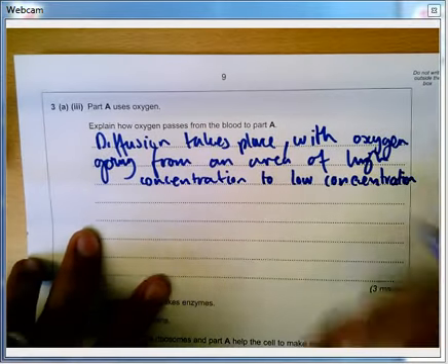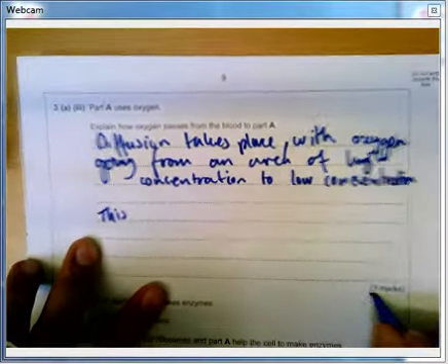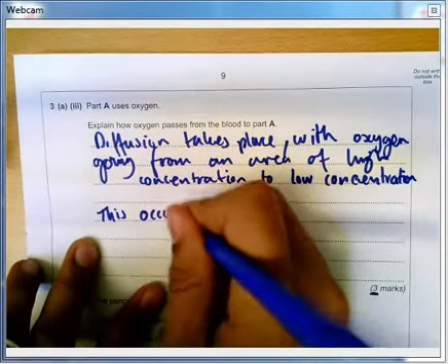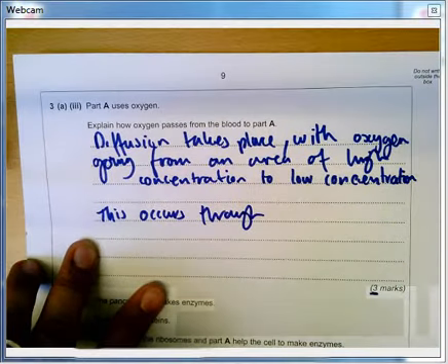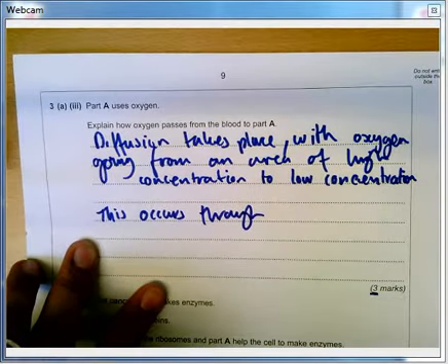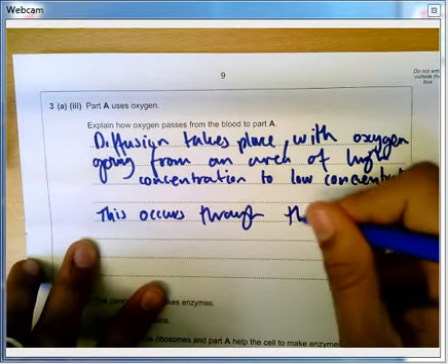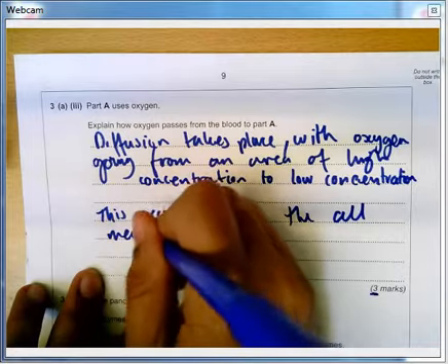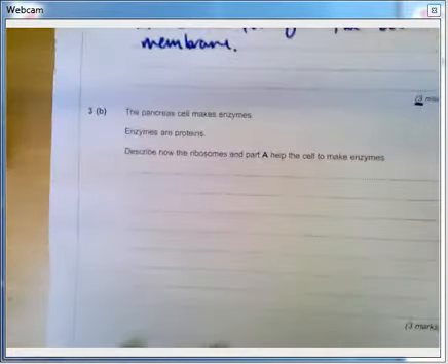Remember, this is a 3 marker, so go after something else. This occurs through, remember, diffusion occurs across the semi-permeable membrane. In this situation, it's the cell membrane. Okay, so it goes through the cell membrane. You could say through the cytoplasm as well, but cell membrane is technically better.